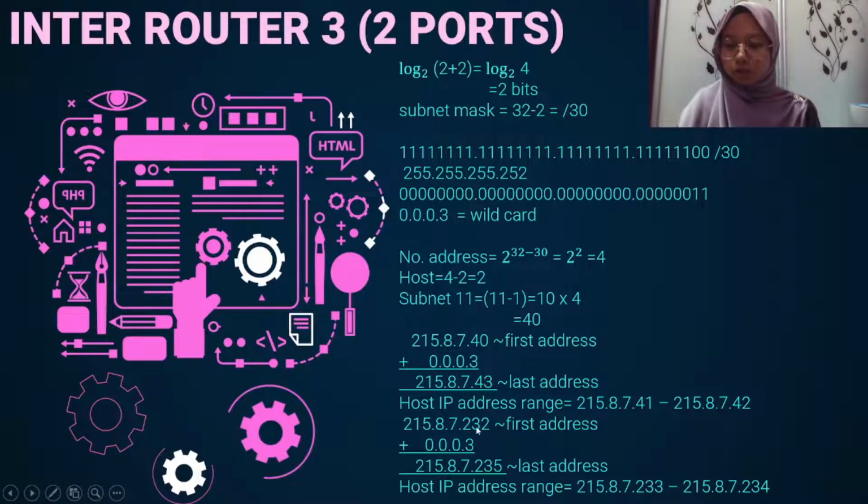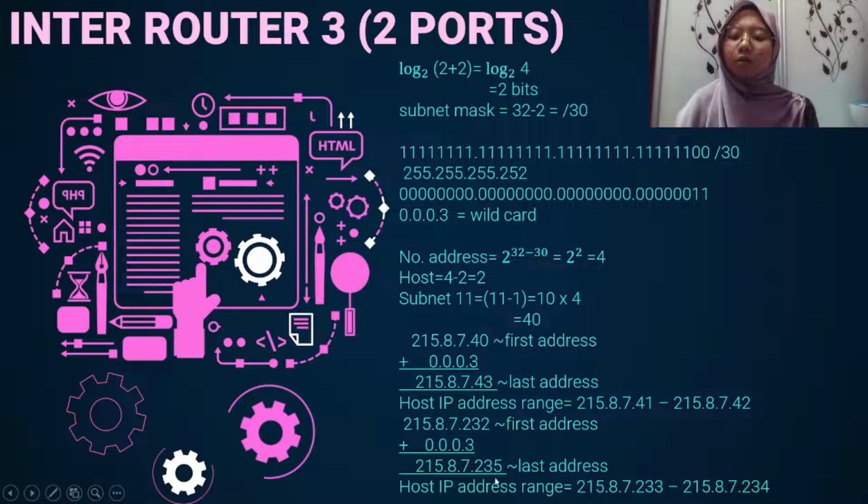So for internetwork 3's first address, we just continue. We just add 1, and this is our first address, which is 232. So 215.8.7.232 just plus the wildcard. Our wildcard is 0.0.0.3. Then we get 215.8.7.235 for our last address.